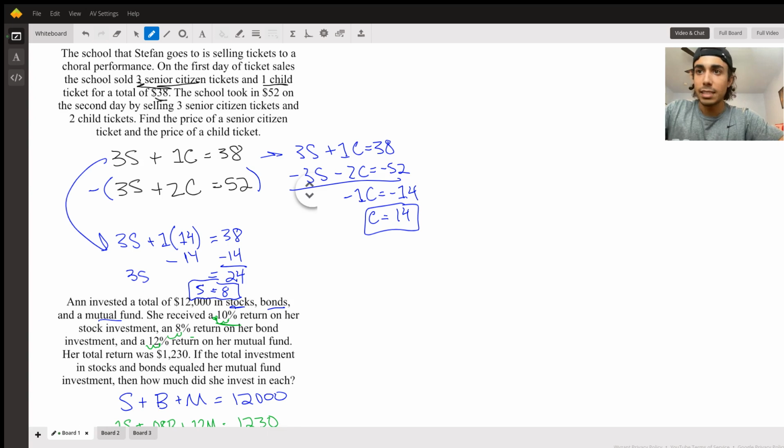All right, our last sentence here tells us the total in stocks and bonds equals the mutual fund investment. So it says the total in stocks and bonds is equal to the mutual fund investment. All right, so the tricky one was really that middle equation.